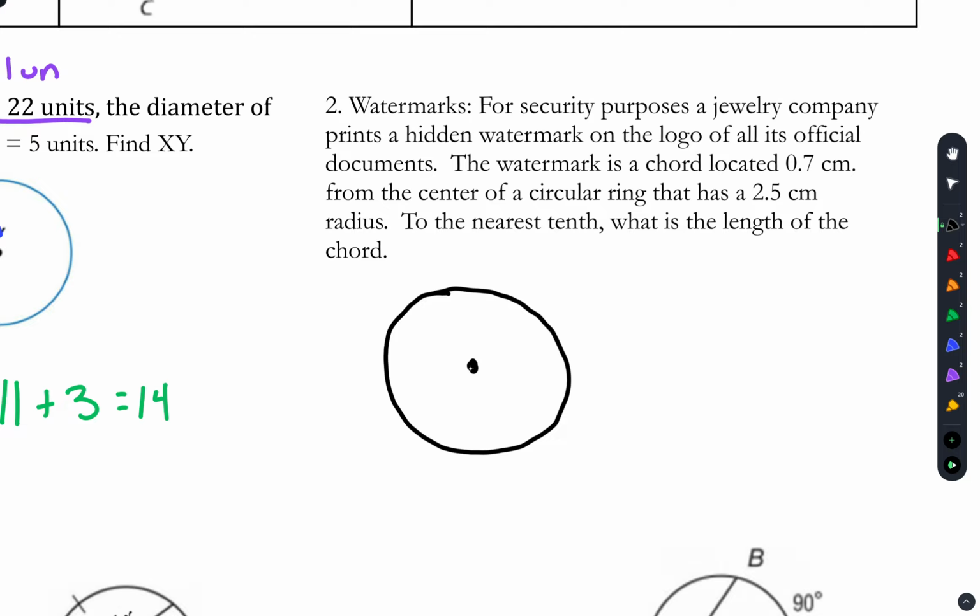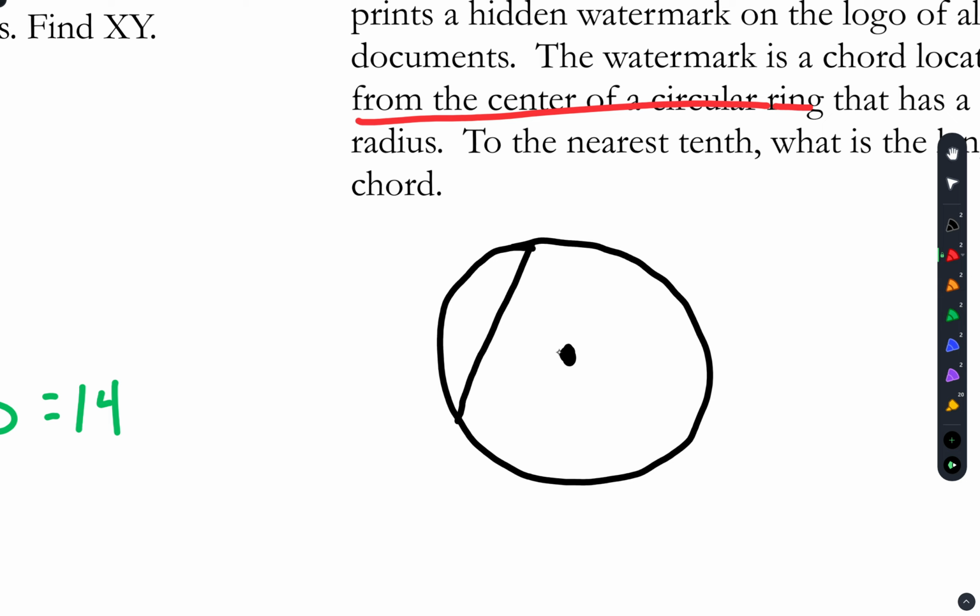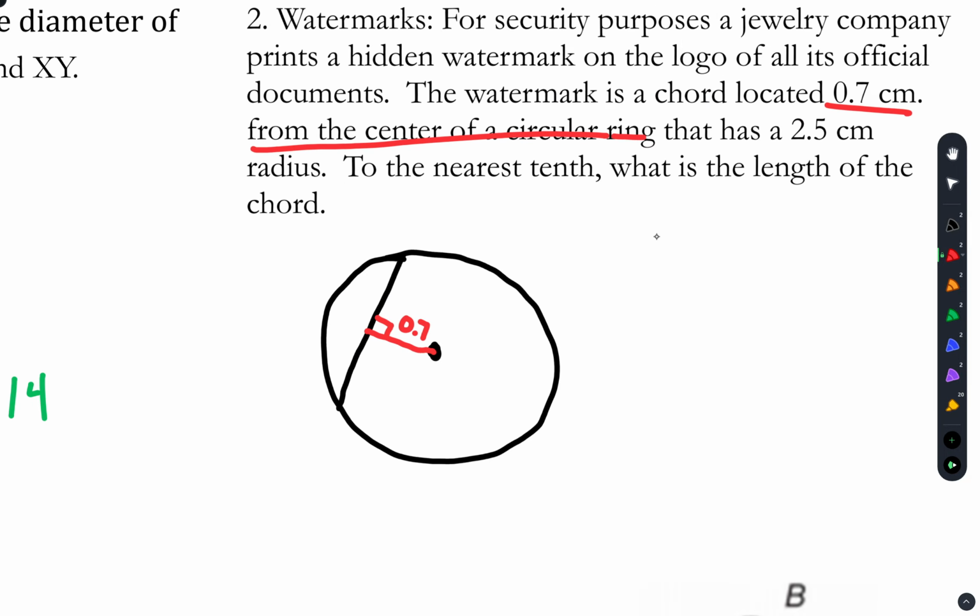So I'm going to draw a chord, any chord. Here's my chord. I need to say that that chord is 0.7 centimeters from the center of my circular ring. If I am talking about distance, remember what I told you when I was talking about definitions, distance is represented by perpendicular lines. So if I want to draw the distance from the center to that chord, I'm going to start at the center and draw a perpendicular line out to that chord. That distance is 0.7 centimeters. Everybody with me?